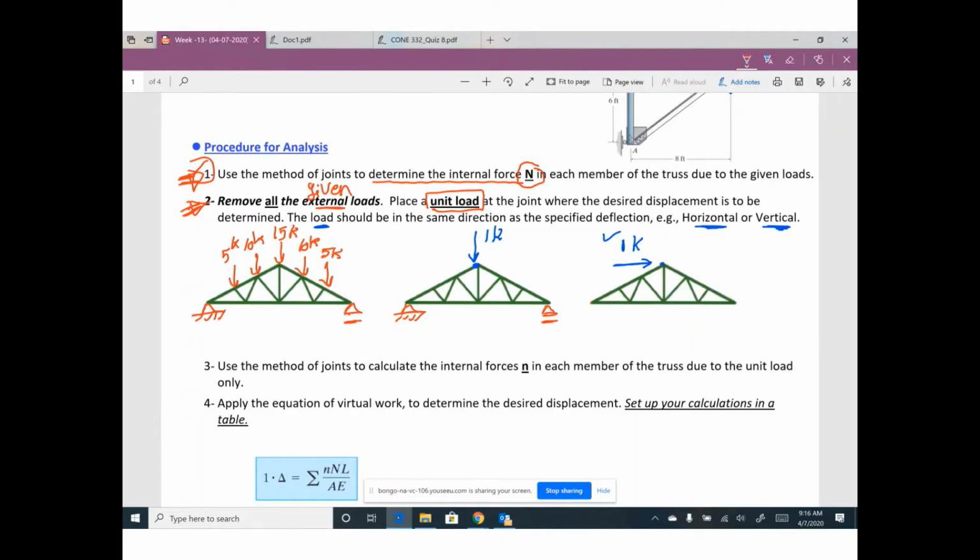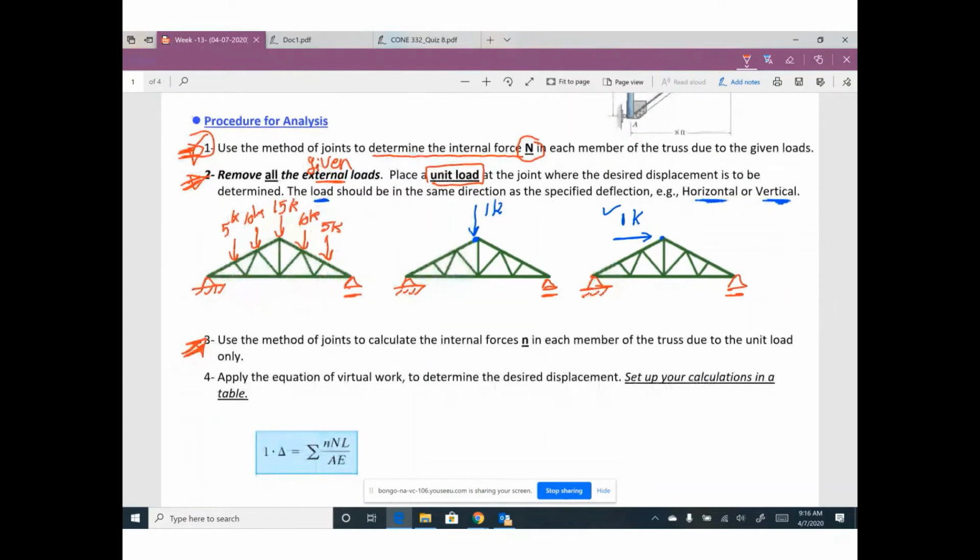Then I will solve this truss one more time and calculate the internal forces in each member, but due to the given unit load. This one or this one, based on what's required. The internal forces in each member at this moment, I will call small n.